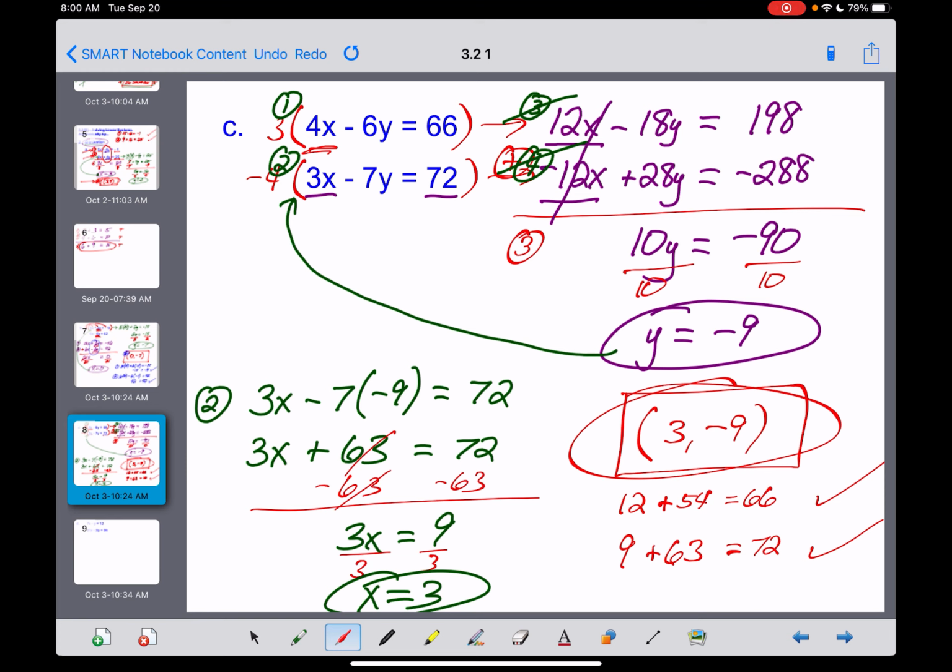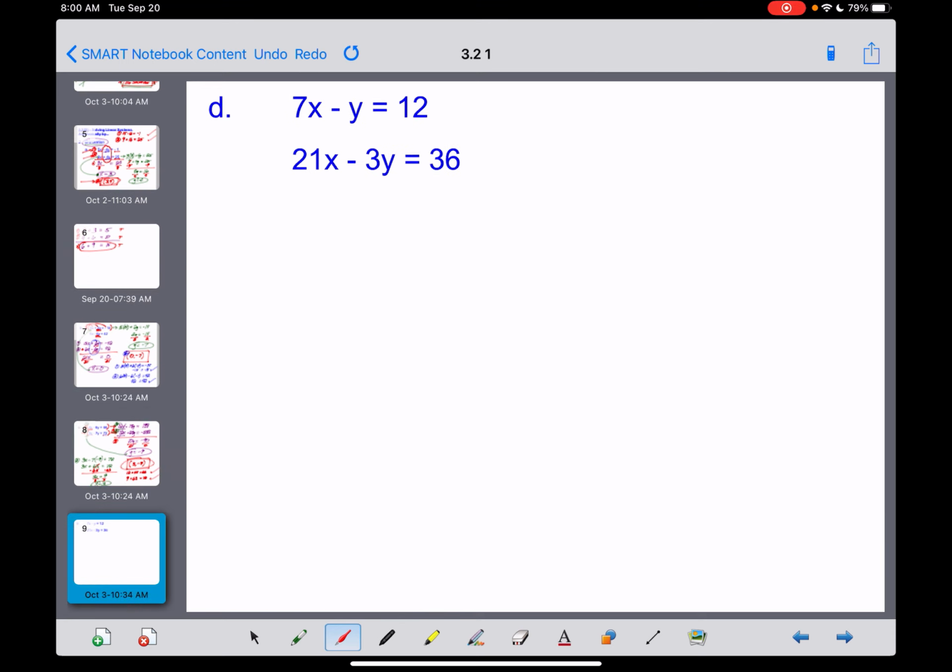So that example is one of the tougher ones that's out there. That's where you have to multiply both equations by a number in order to scale it up to get opposite coefficients. And I've only got one more example for you guys here. And let's take a look at what's happening here in D.